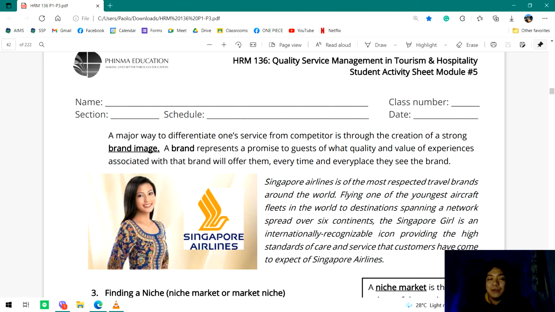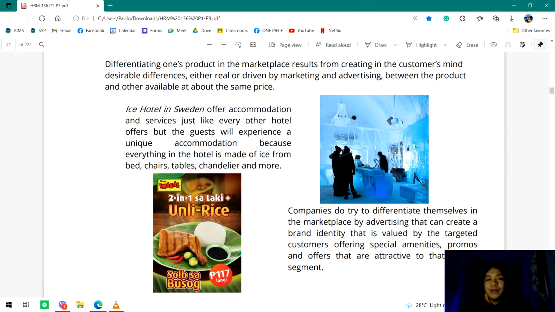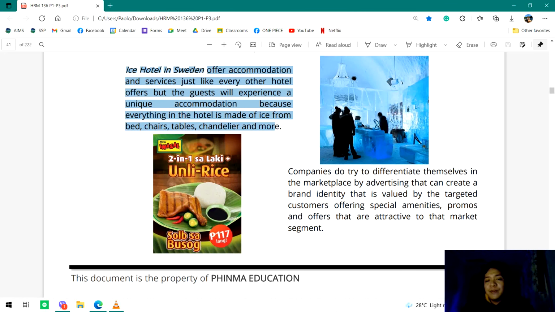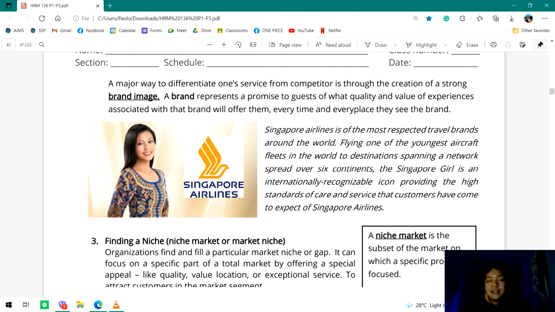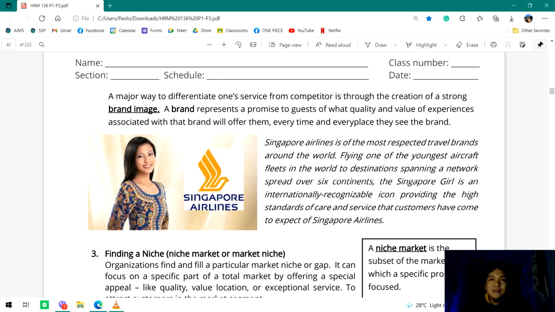And ito, isa sa mga sinasabi ko nga kanina, no? Brand image. Aside from offering a unique experience, aside from offering a unique special amenity, you also become unique with your brand image. And with your brand image, maraming paraan para makapag-create ka ng brand image mo. You can create a brand image with the use of social media marketing.